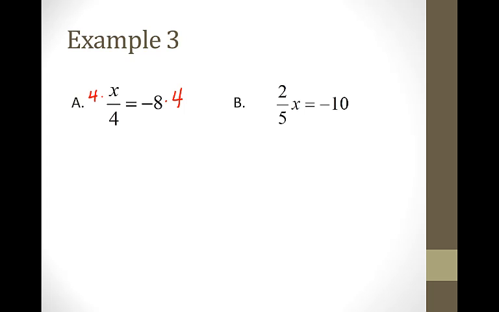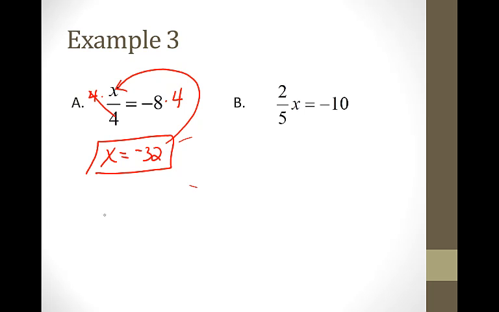4's cancel on the left-hand side, and I'm left with just an x. How about on the right-hand side? We have -8 times a +4 is a -32. And we can check this out, right? Plug that -32 back in for x. -32 over 4, is that equal to a -8? Yes, it is.